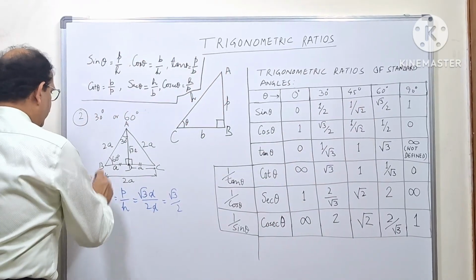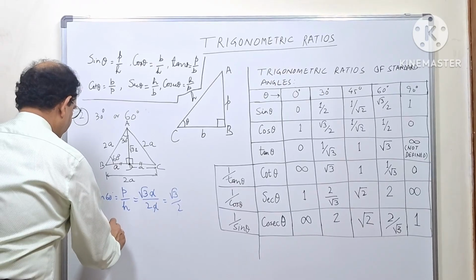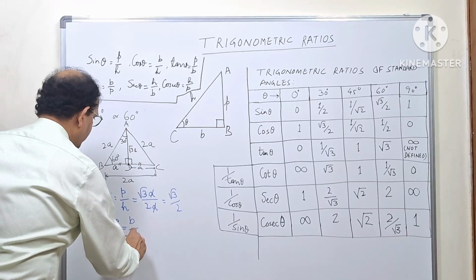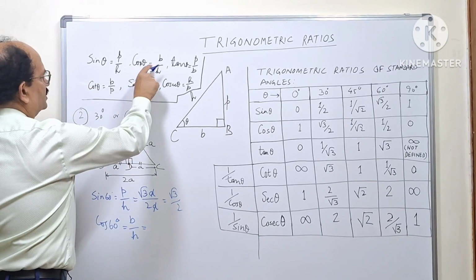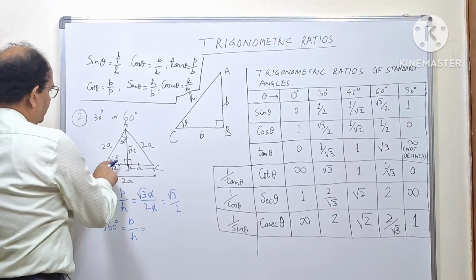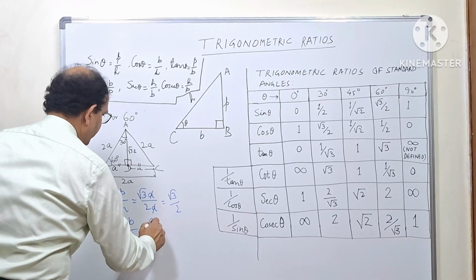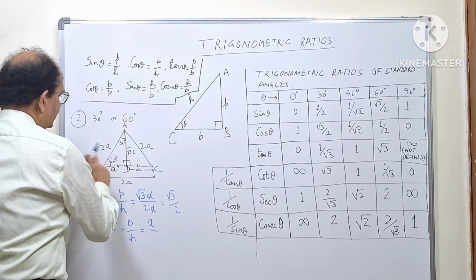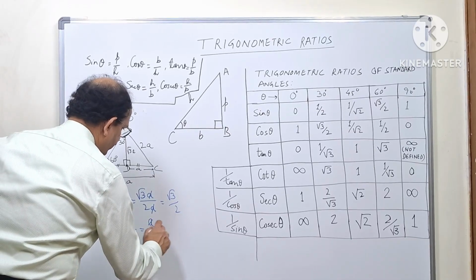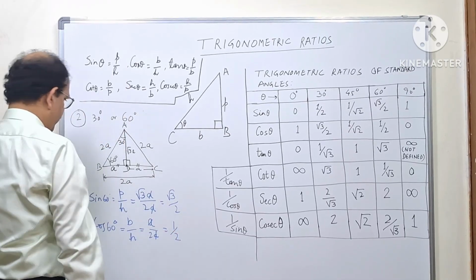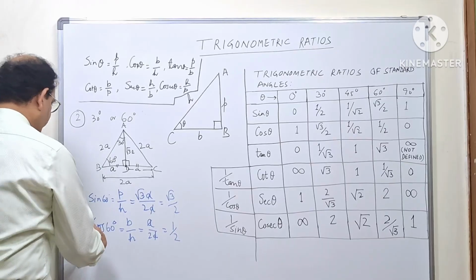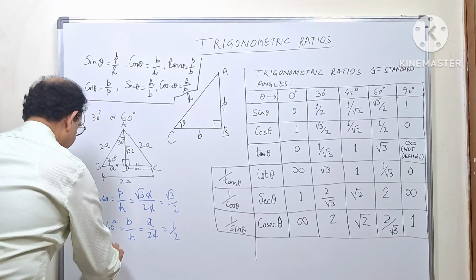Likewise, cos 60 degree, if I have to find, then this will be equal to base by hypotenuse. Cos theta is defined as base by hypotenuse. What is my base? If this is the angle of reference, my base is a, the side adjacent to this angle, and hypotenuse is 2a. So a cancels and it is 1 by 2. Cos 60 degree is 1 by 2. What about tan 60 degree?